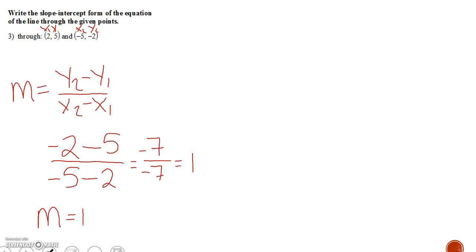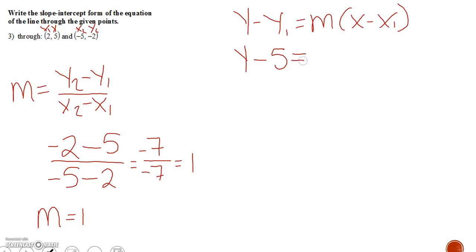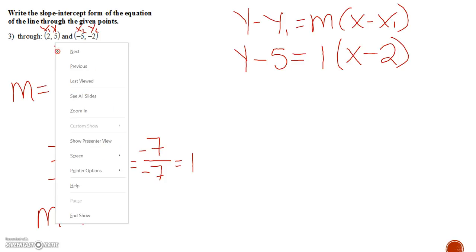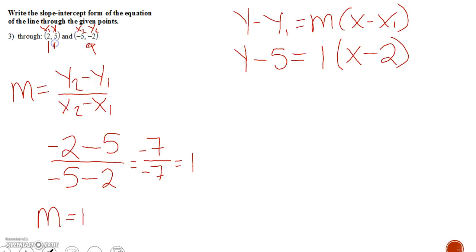We have at least one point, so we can use point-slope form. Okay, so we have y minus our y1, which is 5, equals our slope, which we found to be 1, times x minus x1, which is 2. Now, when we went to point-slope form, you could have also used the second point if you wanted to. It doesn't matter which point you use, as long as if you use this y and this point, then you have to use this y and this point, or this x and this point.